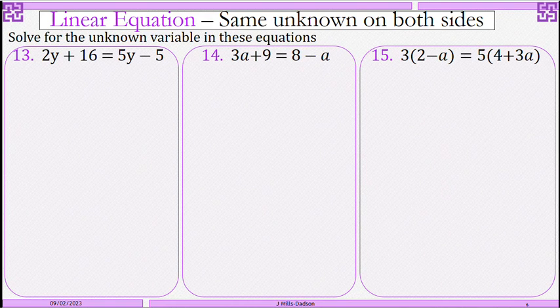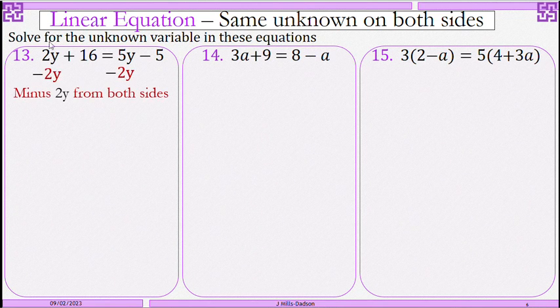We do the same thing by using the reverse method or balancing method. So to get rid of 2y here is to minus 2y from both sides. Remember, the rule is to balance it. So whatever you do to one side is the same. So we don't want the 2y here. So we minus 2y from both sides.